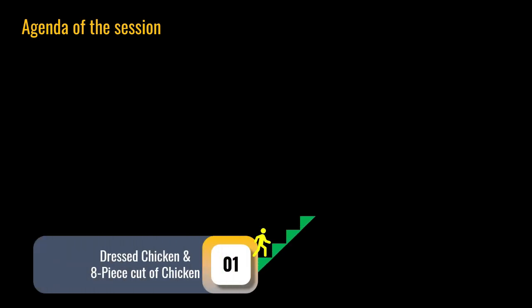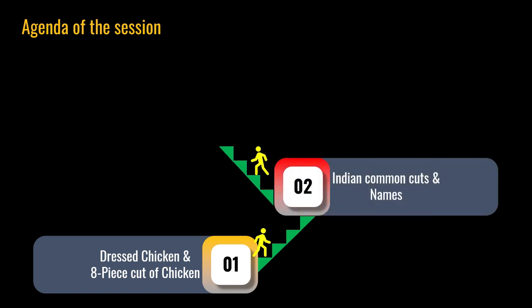So now we'll see what are the points we are going to discuss in this particular session, that is the agenda. First one, to discuss the dressed chicken, to get a concept of dressed chicken, along with the 8-piece cut of chicken, that is the international cut. We'll elaborate on that, and then we'll definitely discuss the Indian common cuts and names.